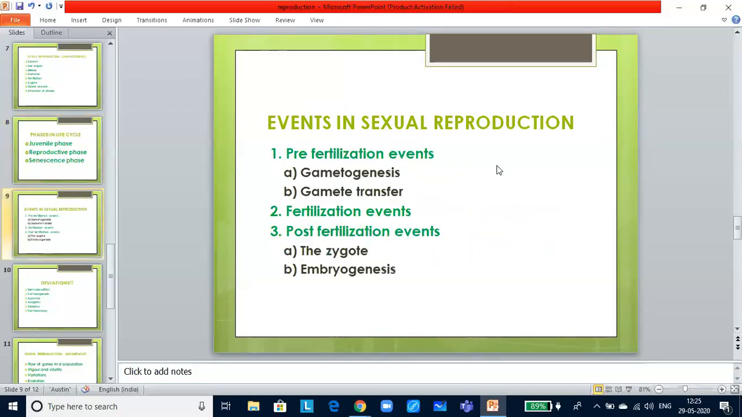Now, what are the events in sexual reproduction? The first is the pre-fertilization event, that is, before fertilization. You know, fertilization means union of male and female gametes to produce a zygote. Now, before fertilization, what should happen? Gametogenesis, which means formation of gametes. So it has to be the formation of either sperms or eggs, that can be spermatogenesis or it could be oogenesis.